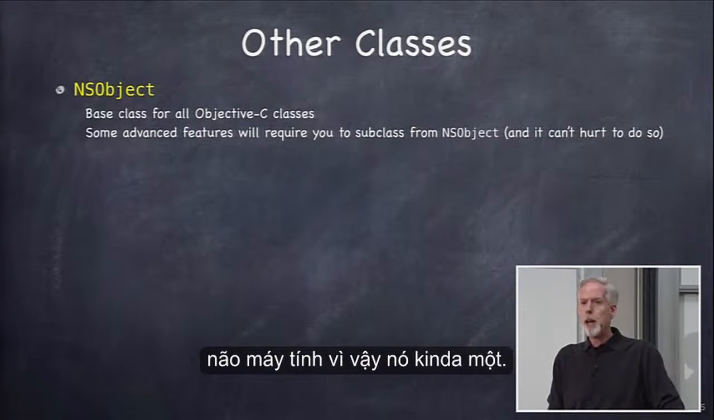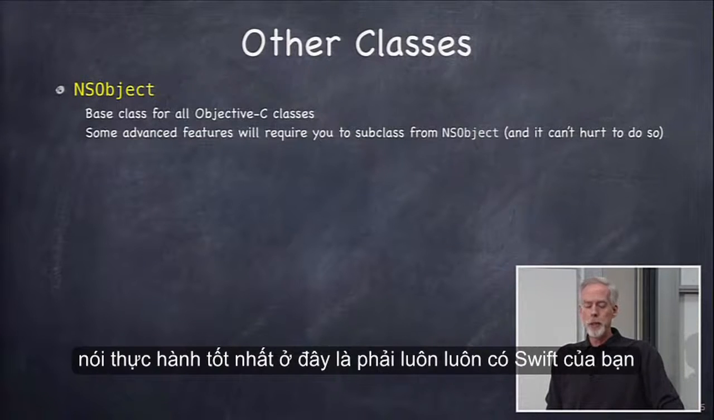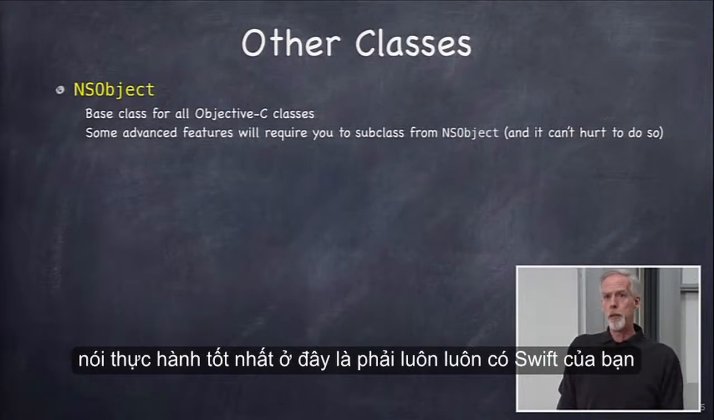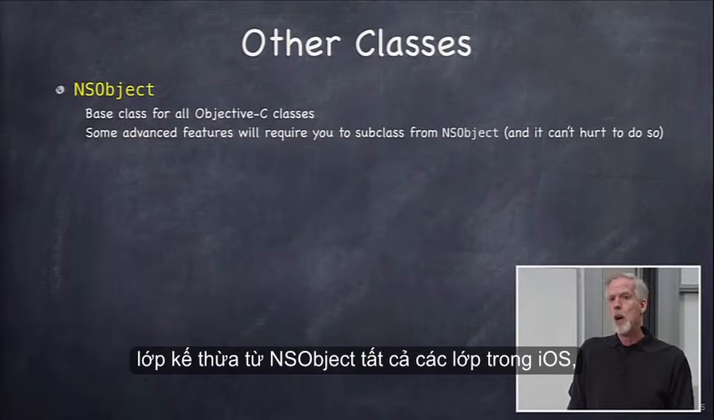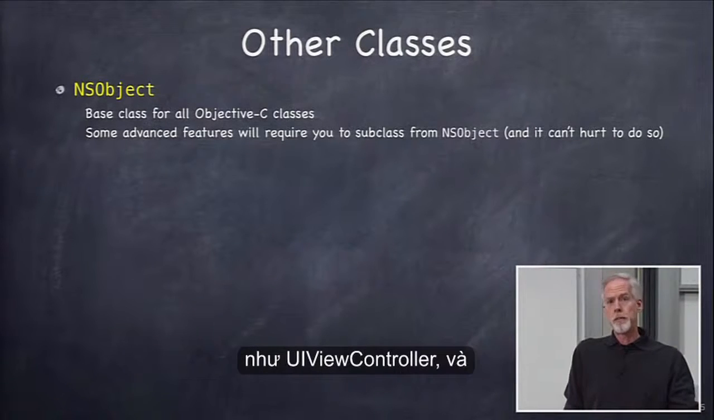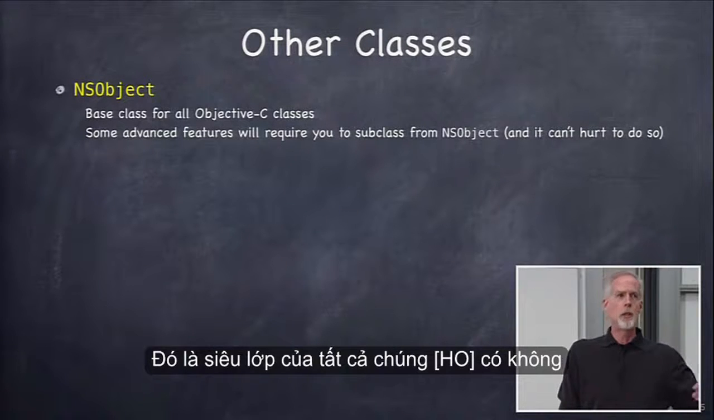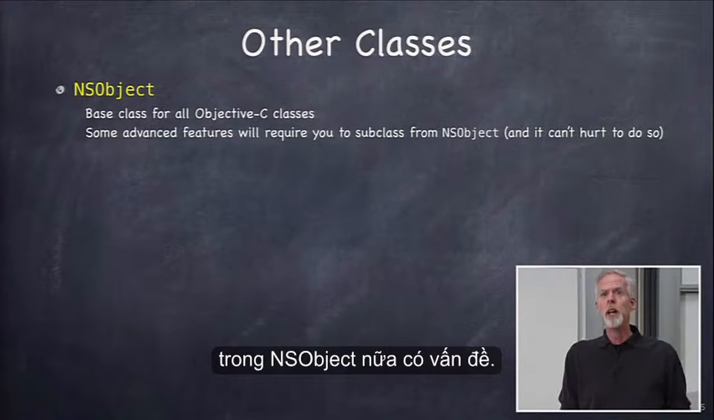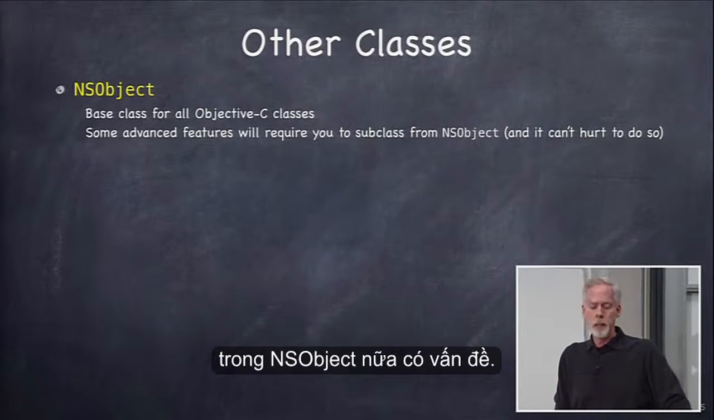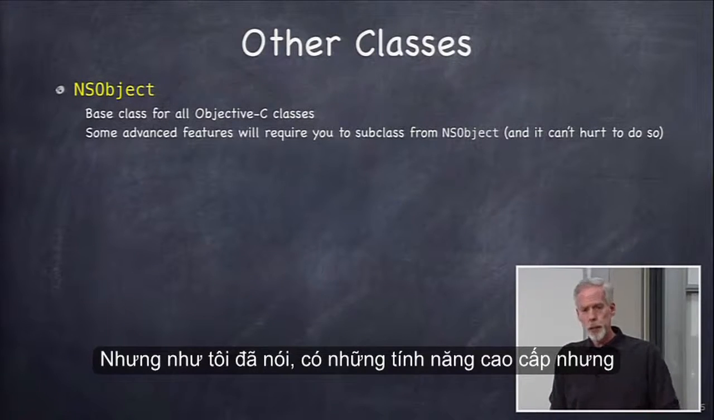So you can feel free. I'm not sure what to say the best practice here is, to always have your Swift classes inherit from NSObject. All the classes in iOS, like UIViewController and all those, they all inherit from NSObject eventually. It's the superclass of all of them. There's not really much in NSObject anymore that matters. But like I say, there are these advanced features.